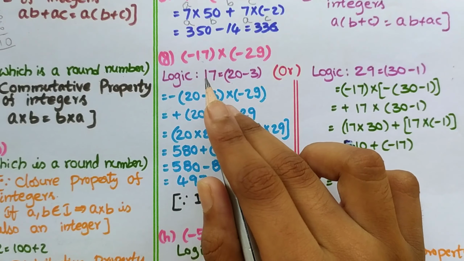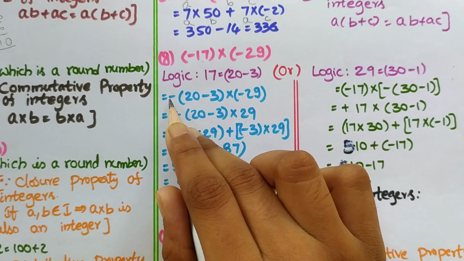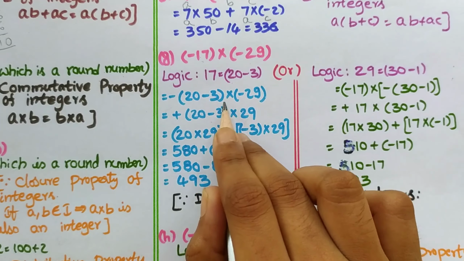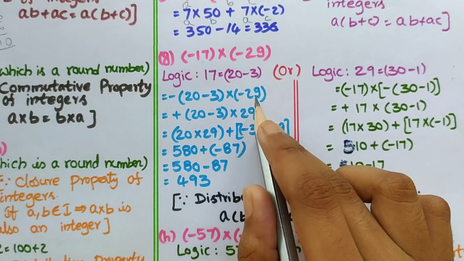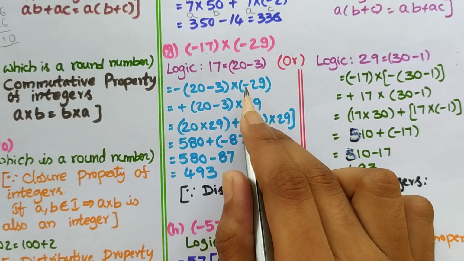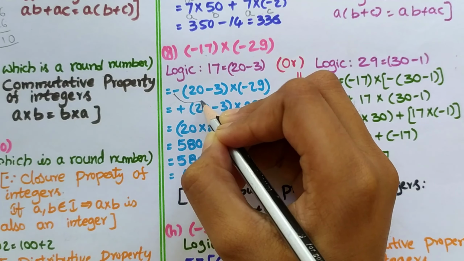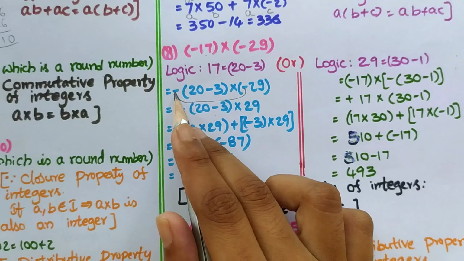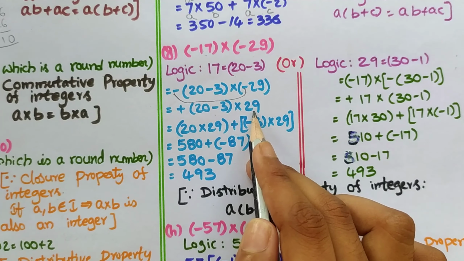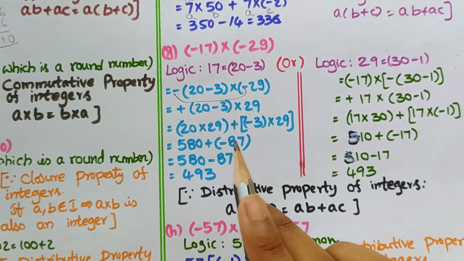Now here, when we take 17 equal to 20 minus 3, there is a minus, which we will write as it is, and in place of 17 we write 20 minus 3, into minus 29 as it is. Now minus into minus: there is a minus before 29, so this minus into this minus is plus. So we get plus 20 minus 3 into 29.